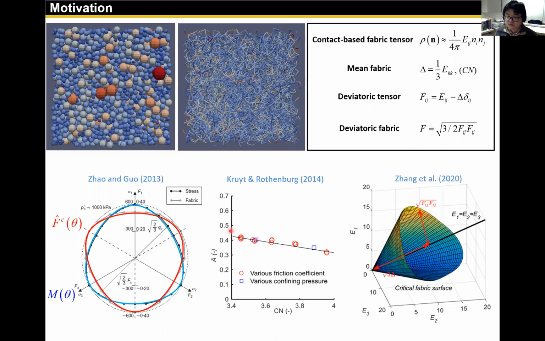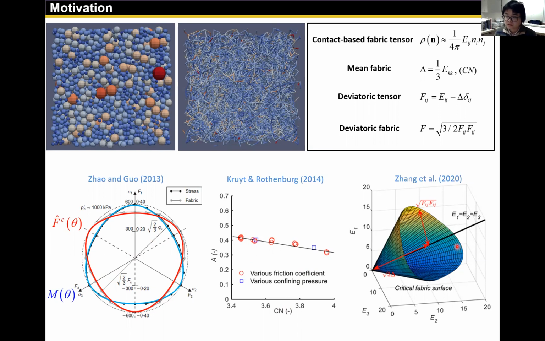With the fabric tensor defined, many studies found that the coordination number and fabric anisotropy have a unique surface or relation at a critical state. For example, Zhao and Guo in 2013 identified a unique critical state surface on the fabric pi plane, shown as the red circle. Then Kruyt and Rothenburg in 2014 found a linear relation between the fabric anisotropy and coordination number. This result inspired us that there may be a unique critical fabric surface in the principal fabric space.